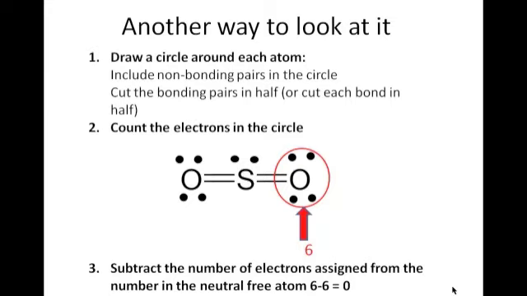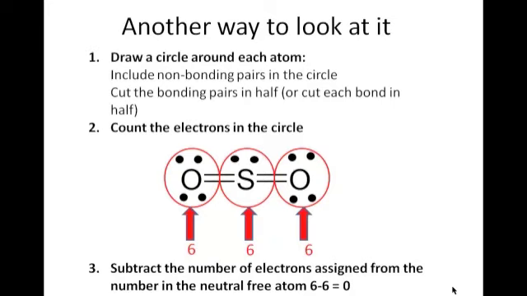So in this case, for this oxygen on the right, I have 6. I have 4 non-bonding electrons, and I have 2 bonding electrons that I'm going to assign to that oxygen. Same thing for the oxygen on the left. It's identical to the one on the right, so I'm going to assign 6 electrons to that oxygen. For the sulfur, I have 4 bonds. 1 electron from each of those 4 bonds I assign to sulfur, so that's 4, plus the non-bonding is 2 more, so that's a total of 6.